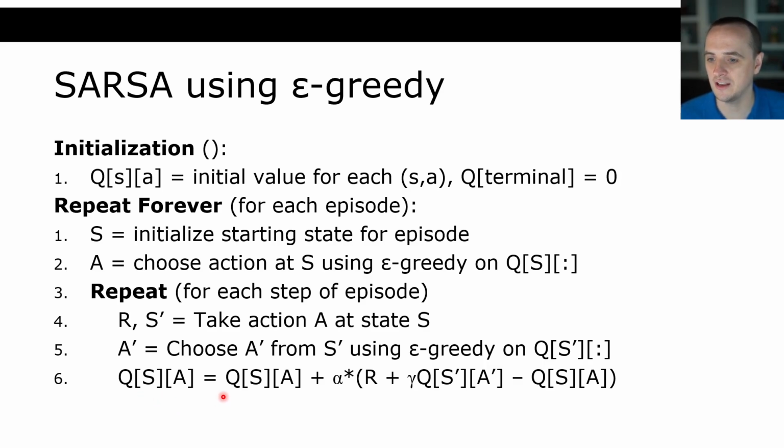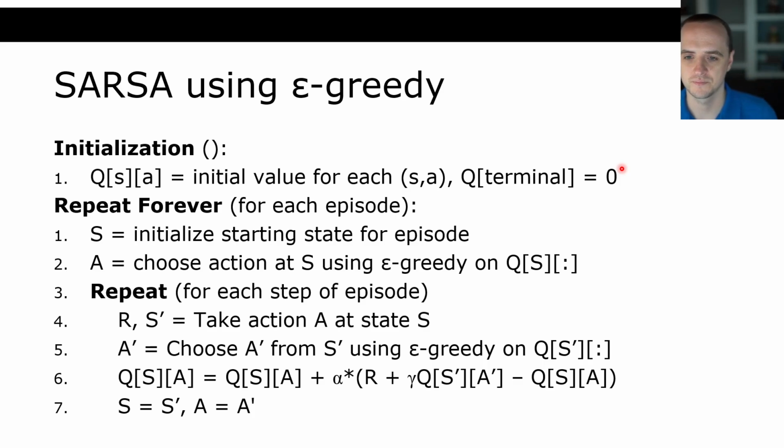So Q of SA is equal to the previous Q of SA plus alpha times R, which was the reward, plus gamma times the value of doing the next action at the next state, minus the previous value. Then we just have to update our current state to be the next state and our current action to be the next action. Okay? So that's SARSA. It's pretty easy. You could implement that pretty easily, I think.